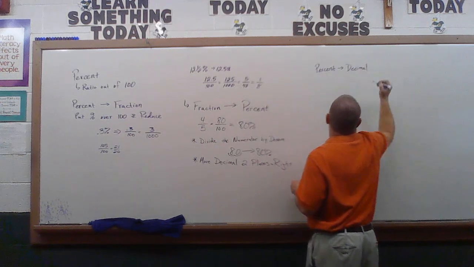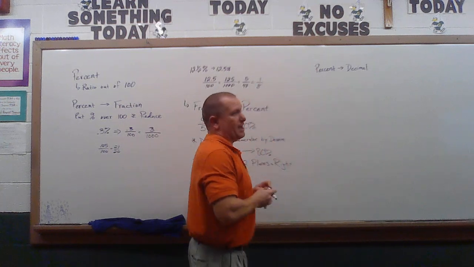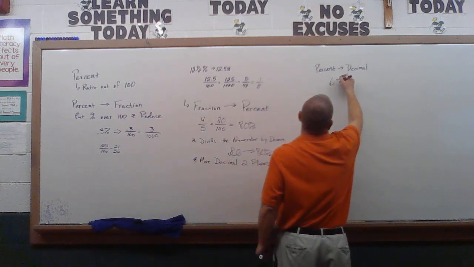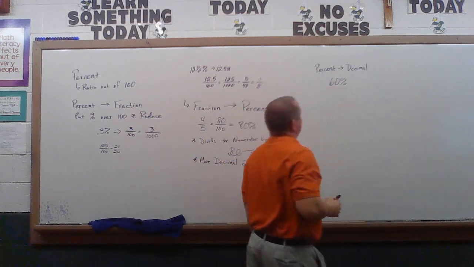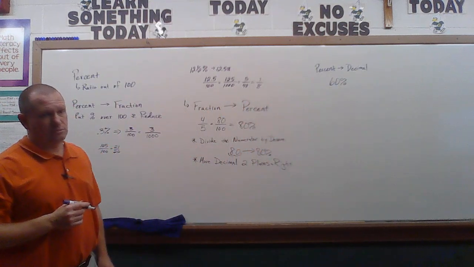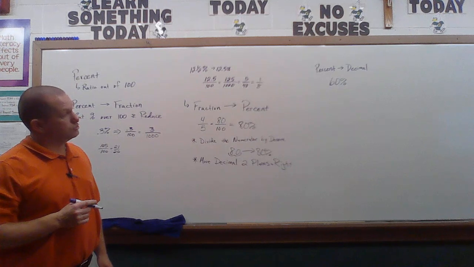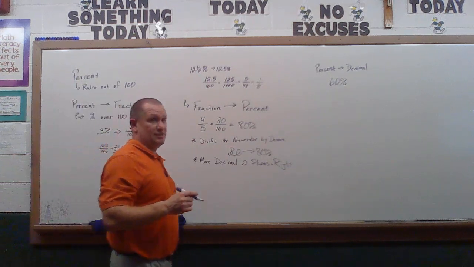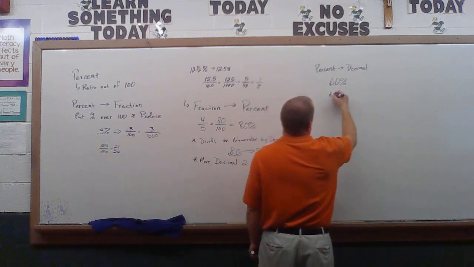Or you just move the decimal places over too. Exactly right. So if we have a percent, 60%, and we want to make it into a decimal, what are we going to do? Move it two places to the left. Or divide by 100. We're going to divide it by 100.